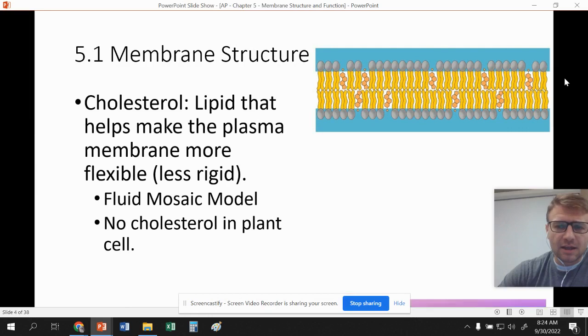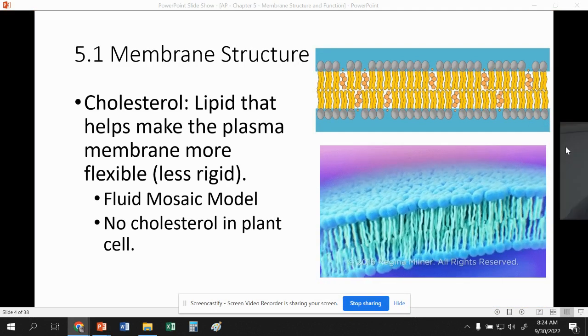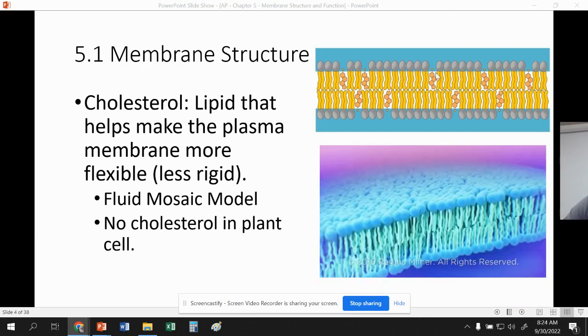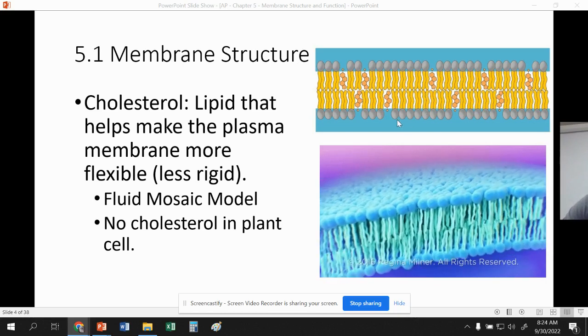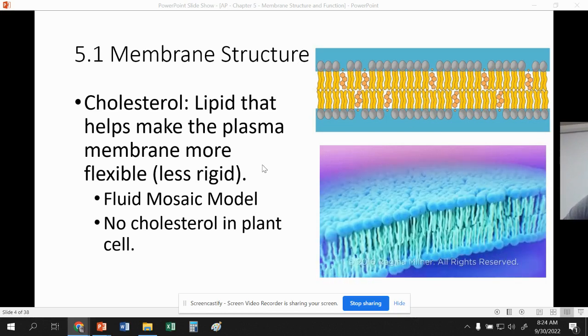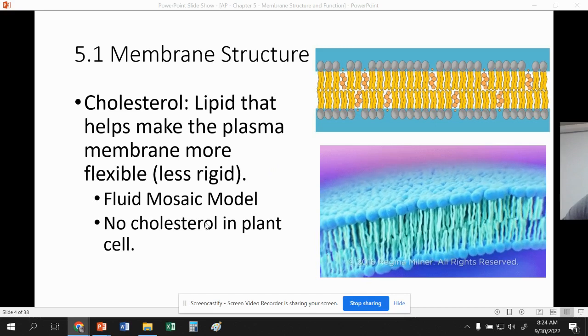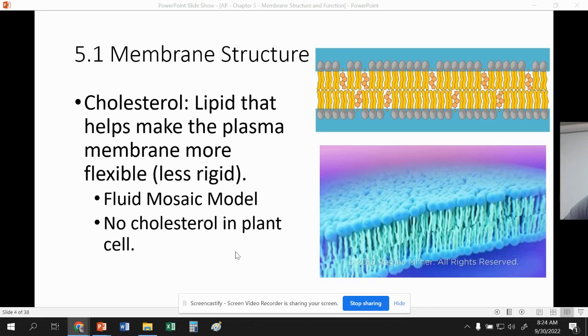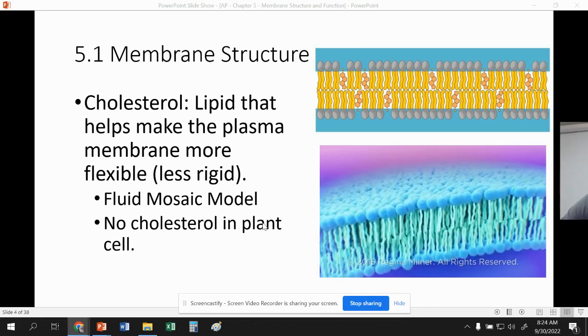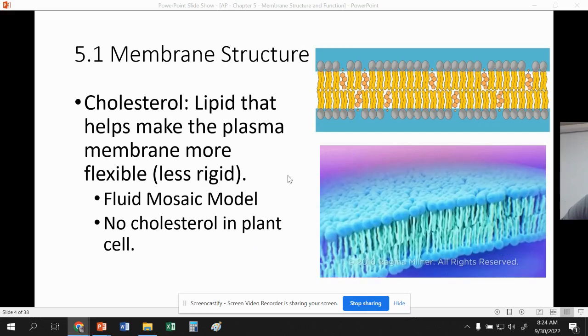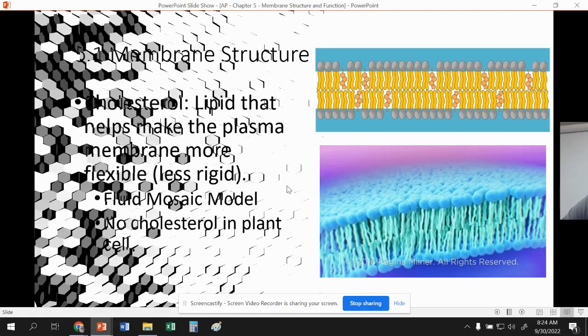Now, these membranes are made of other things. You can see here they're made of a molecule called cholesterol. That cholesterol will add to the fluidity of the membrane. So more cholesterol, more fluid; less cholesterol, less fluid. And plants don't have that cholesterol. They don't need to be that fluid because, again, they're more rigid because of the cell wall.